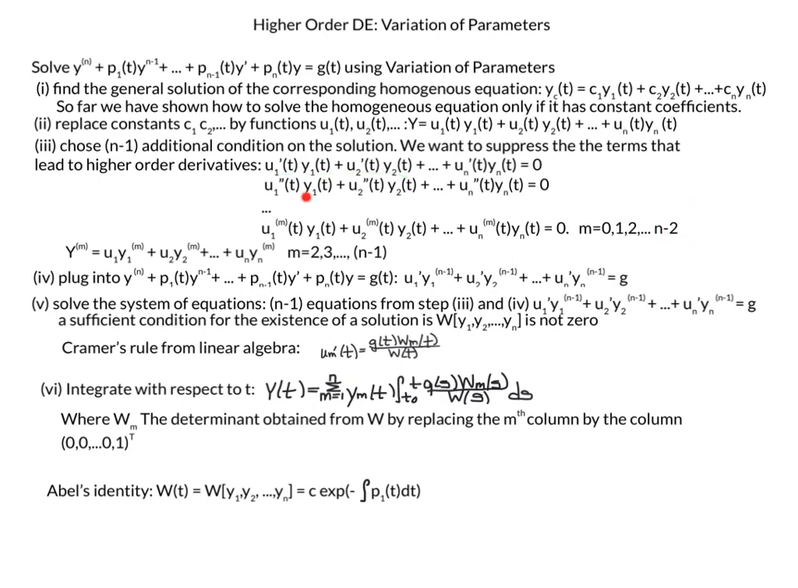With these conditions, you'll see that the nth derivative of y simplifies to a form which involves no derivatives of the u's: u1 y1 to the m plus u2 y2 to the m up to un yn to the m. The next step then is to plug in all our derivatives, the derivative of y, the second derivative, up to the nth derivative, into our differential equation, the one we're trying to solve, and set it equal to g of t.